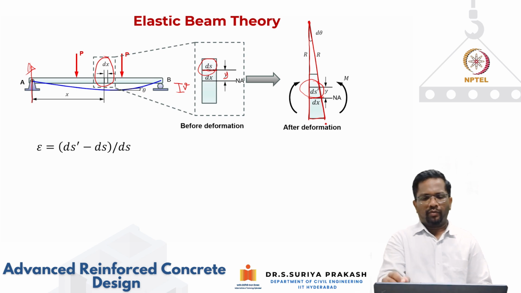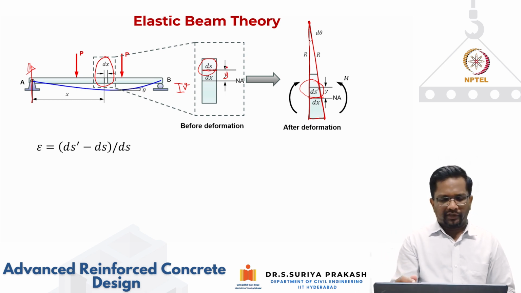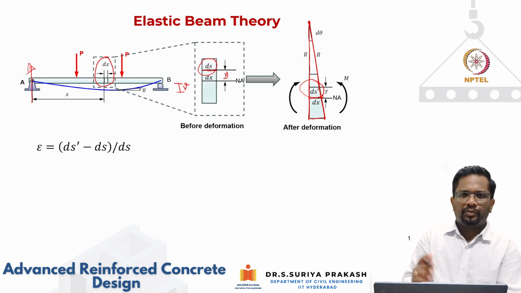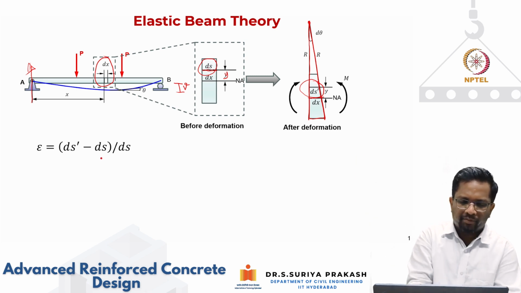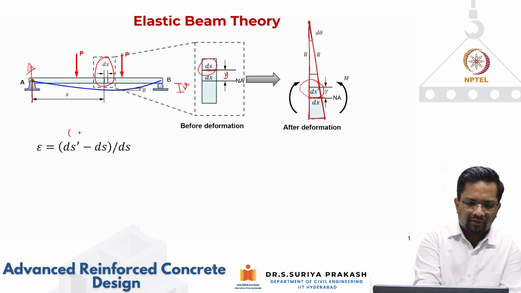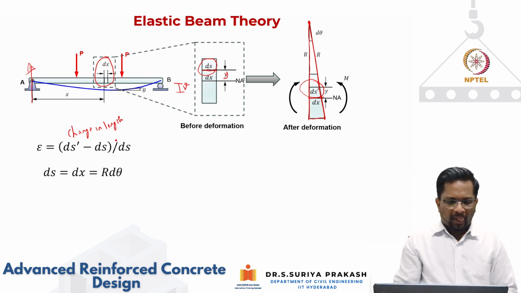Now, if I want to calculate the strain in the fiber at a distance y from the neutral axis, ds has become ds prime. So the strain is going to be change in length by original length. So we can write that as ds prime minus ds divided by ds, because this is your change in length, right? And this is your original length. So this is the way we write for your strain.